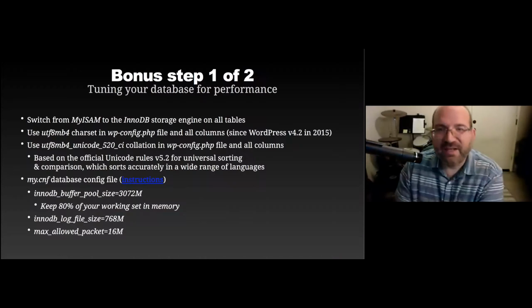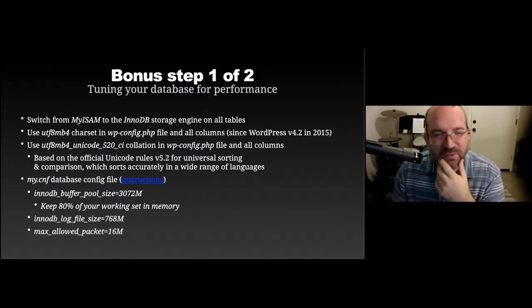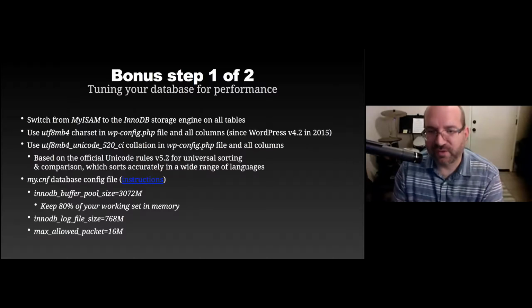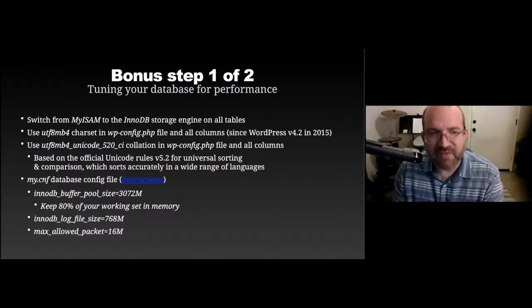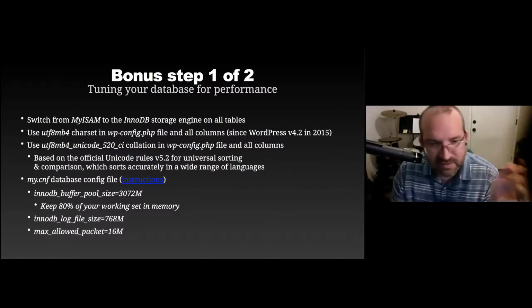Okay. And then I have a couple bonus slides. I don't really want to go into them because I think it may get a little too technical here, but I'll just mention there are some things you can do on your database server and your web server to improve performance. Going to InnoDB tables is good. Making sure that you have the utf8mb4, that's the version 4 UTF-8 configuration, which has been standard since WordPress 4.2.